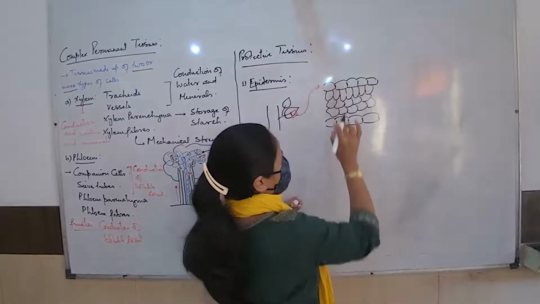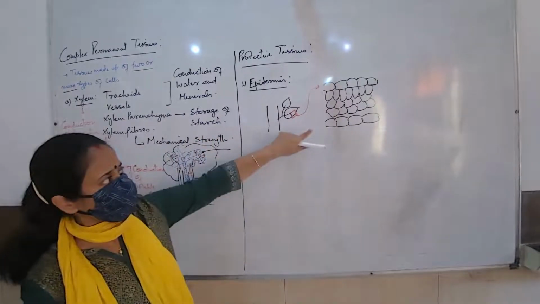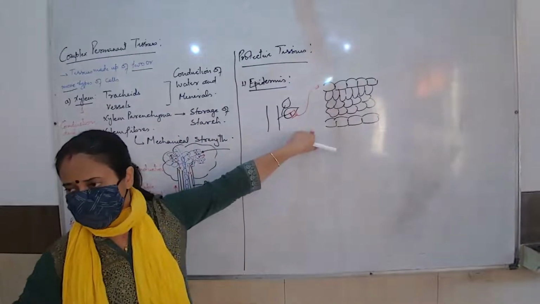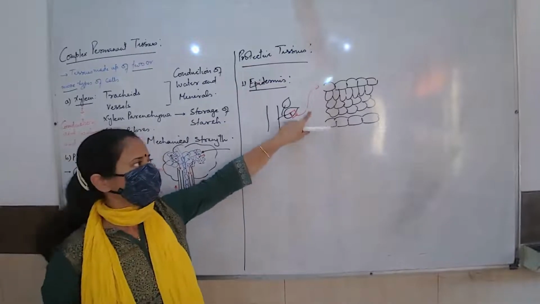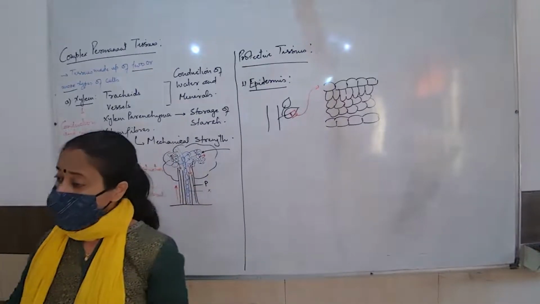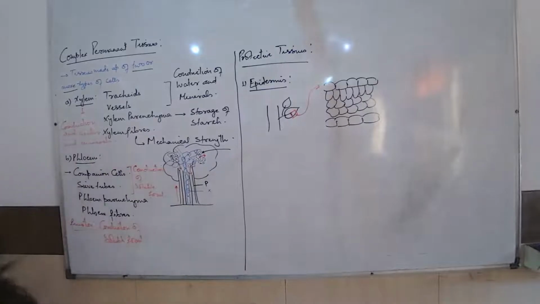When I talk about a section of the leaf, meaning a small portion of the leaf magnified, you get to see that a leaf which appears so thin, especially the small leaves, is actually made of multi-layered cells. It has so many layers of cells.